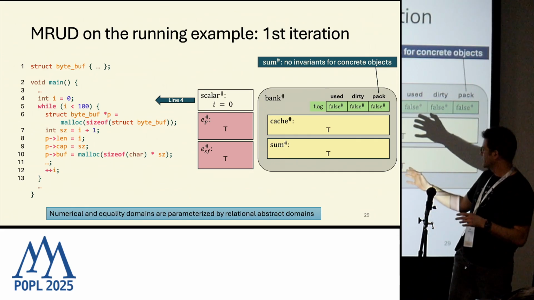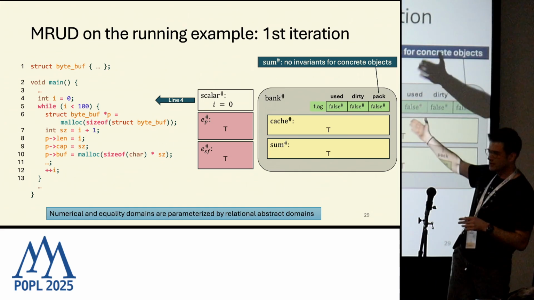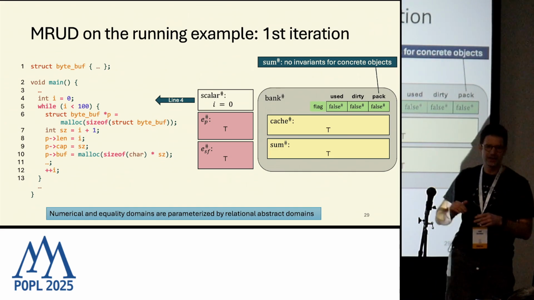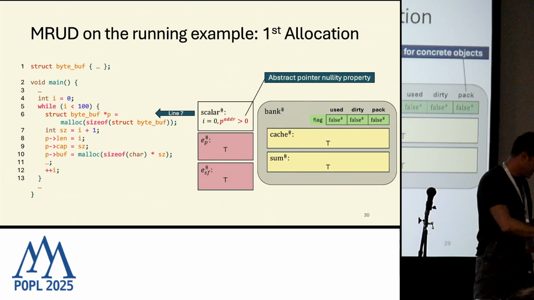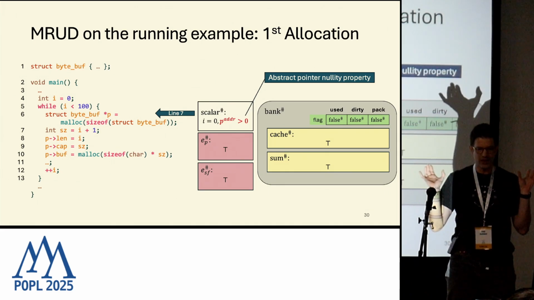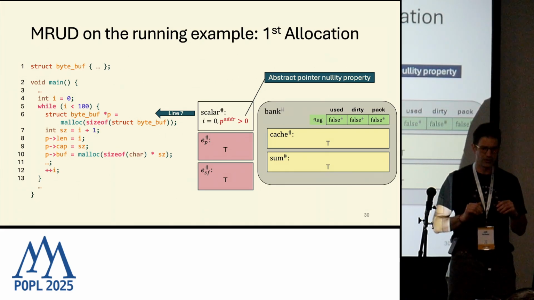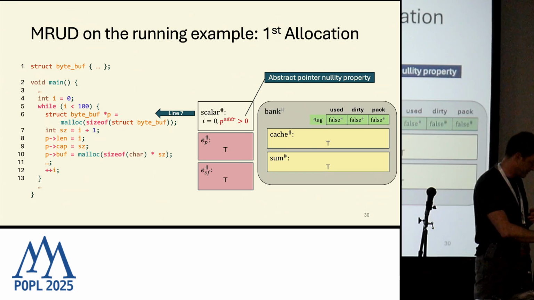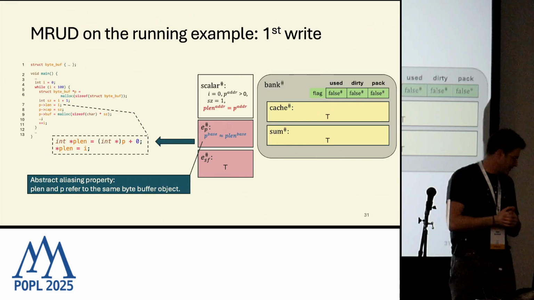We start in the beginning. We don't have any equalities. We know that i is 0. We have nothing in the cache, no summary. We start to allocate an object. We have an address. Now we abstract. We don't know it's 1,000, but we know it's not 0. We assume that malloc doesn't fail.